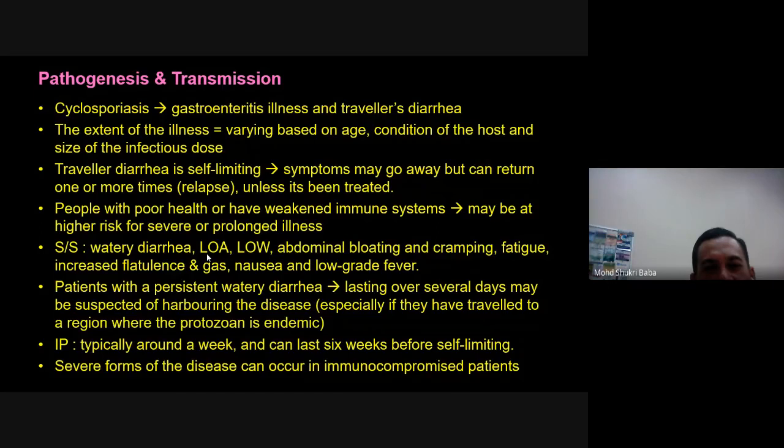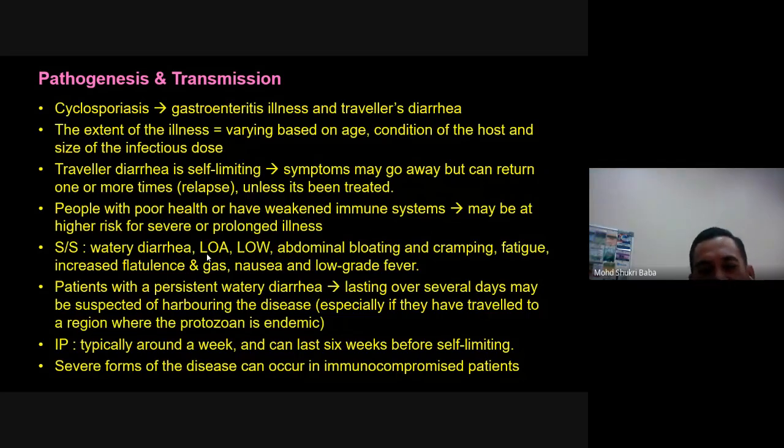Okay, and then there are the signs and symptoms. A patient with persistent watery diarrhea lasting over several days may be suspected of harboring the disease, especially if they have traveled to a region where the protozoan is endemic, macam saya kata tadi, basically in Latin America. Incubation period is typically around a week and illness can last up to 6 weeks before self-limiting. All right. So the severe form of the disease can occur in immunocompromised patients.